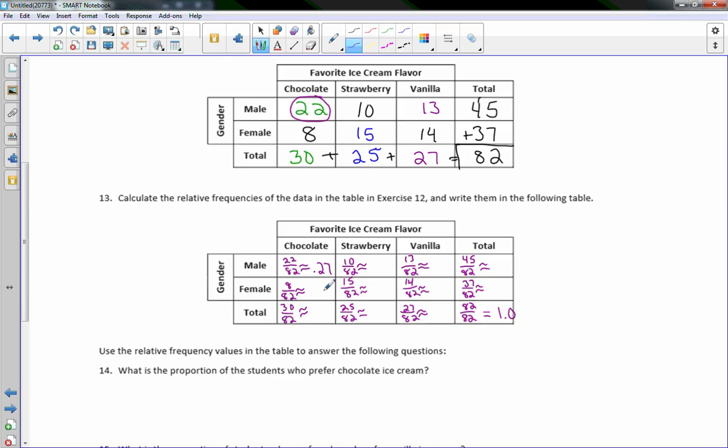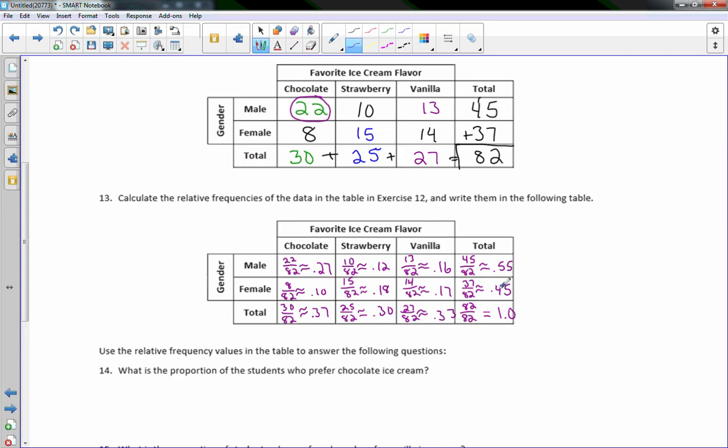Okay, I'm not going to take the time to punch this all in. I'm just going to calculate it off screen and write down what comes out. So 8 over 82 is approximately 0.10. 30 out of 82 is approximately 0.37. 10 out of 82 is approximately 0.12. And 15 out of 82 is approximately 0.18. 25 out of 82 is approximately 0.30. 13 out of 82 is approximately 0.16, and this one's approximately 0.17, and approximately 0.33, and this one is approximately 0.55, and this one's approximately 0.45.